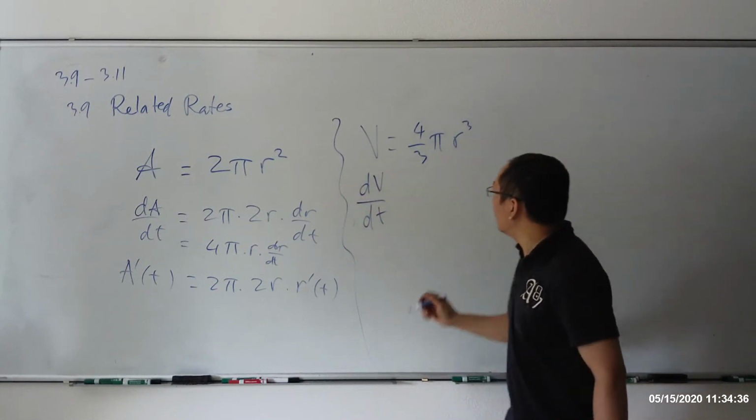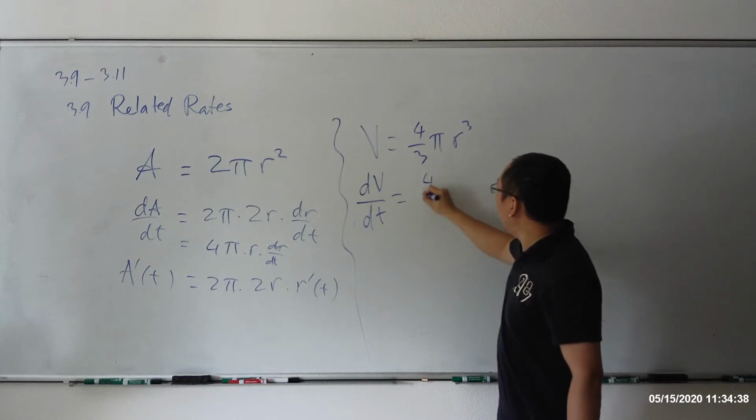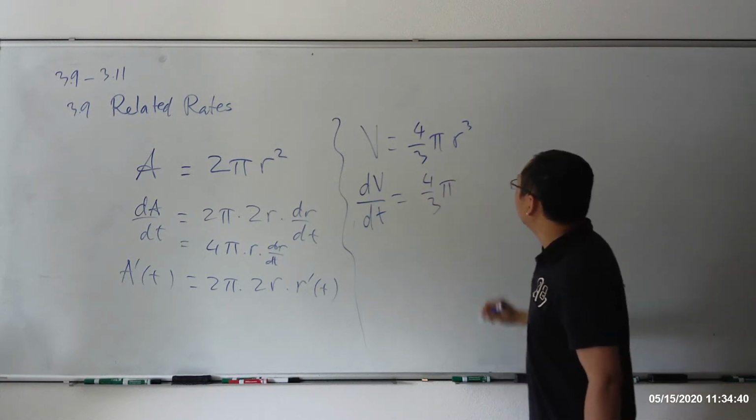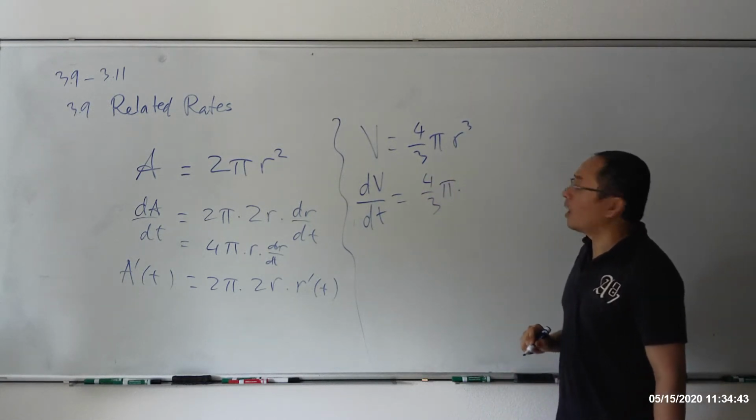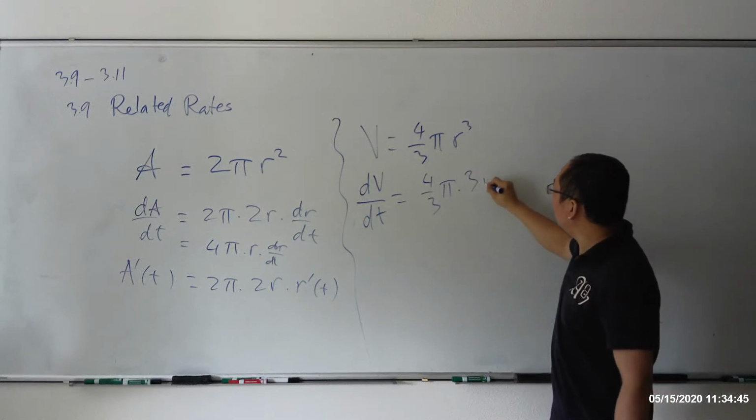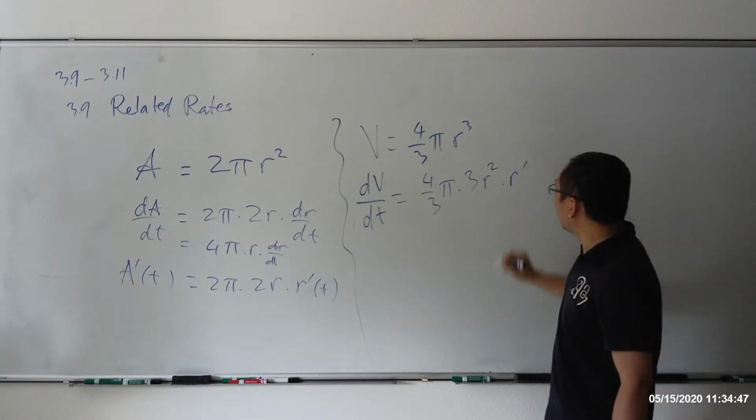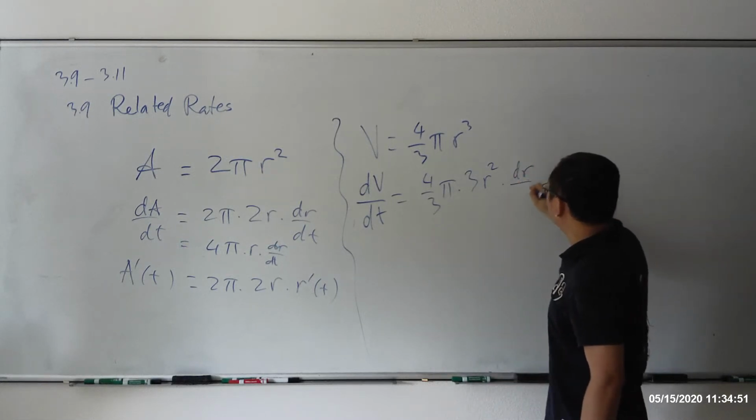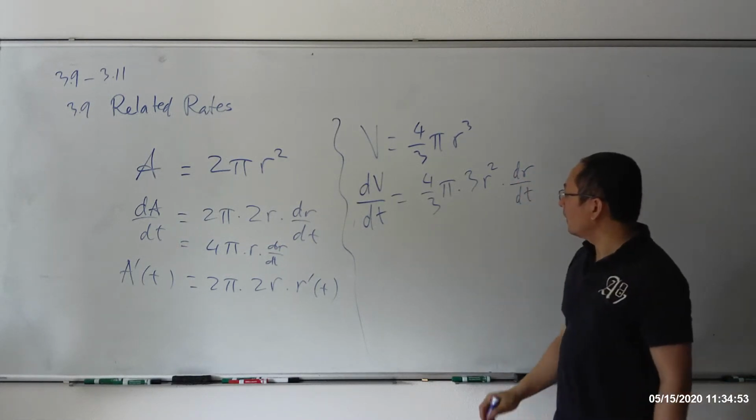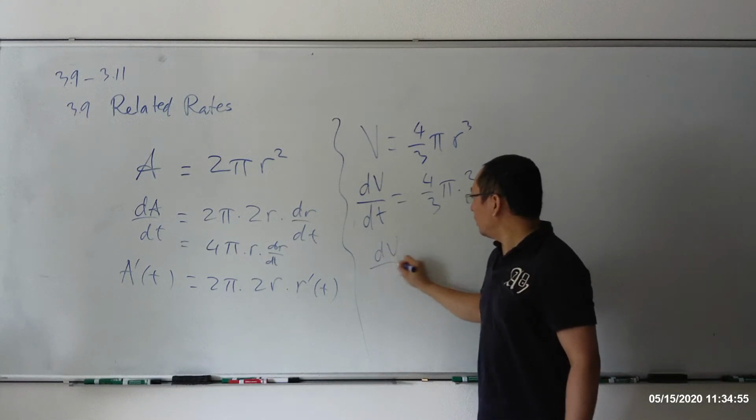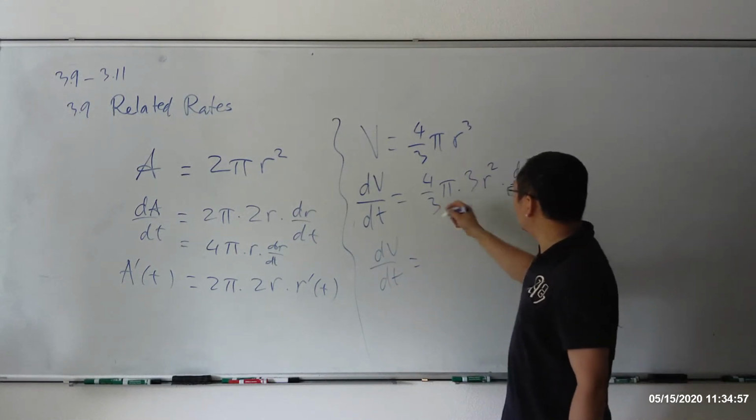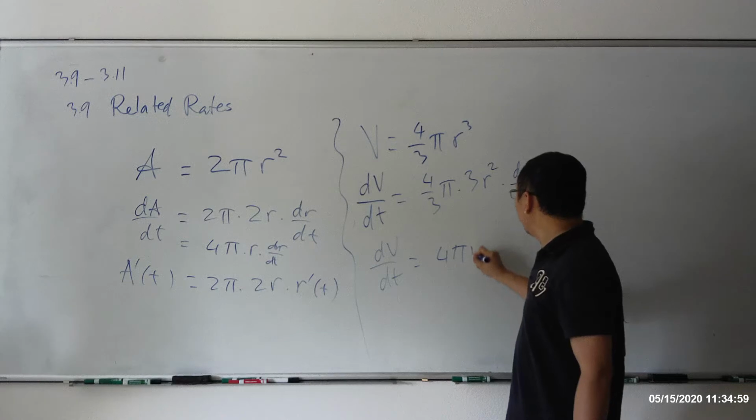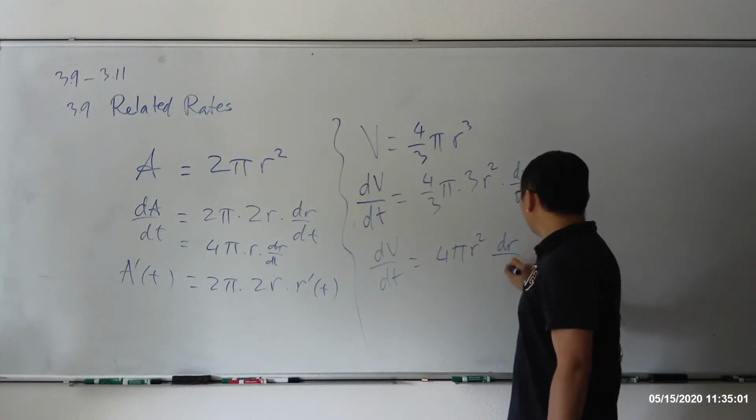Let me use the limit notation. You get 4 over 3 pi, times r cubed, whose derivative is 3r squared, times r prime. Oh, I used dV over dt, so I should write dr over dt here. So dV over dt is equal to, the 3 cancels out, 4 pi r squared dr over dt.